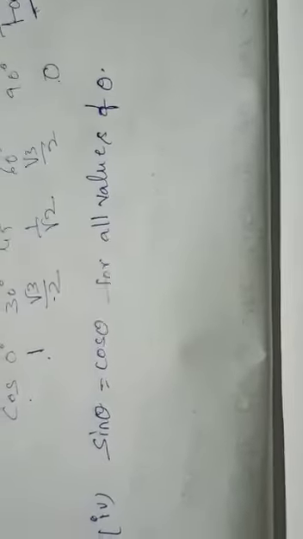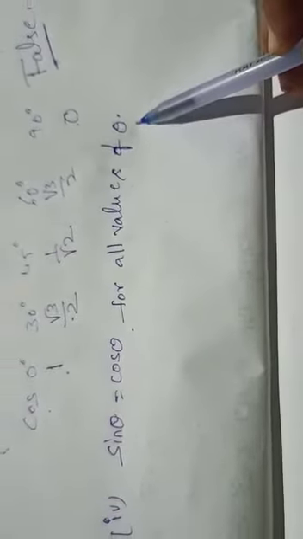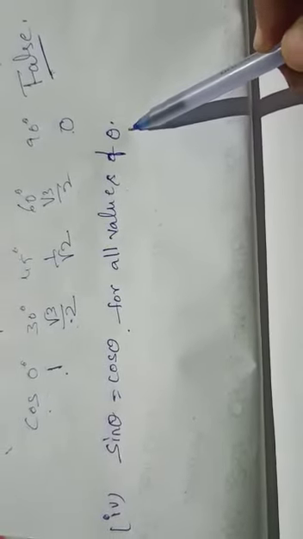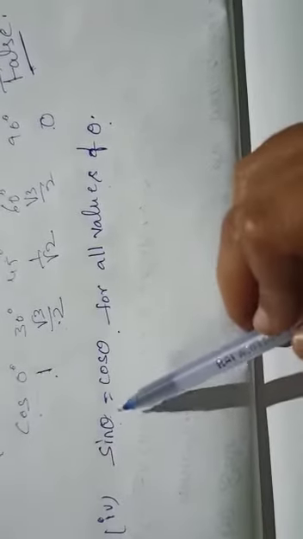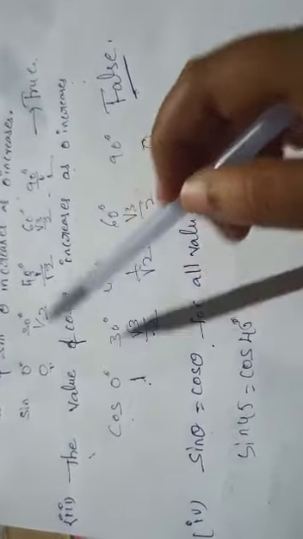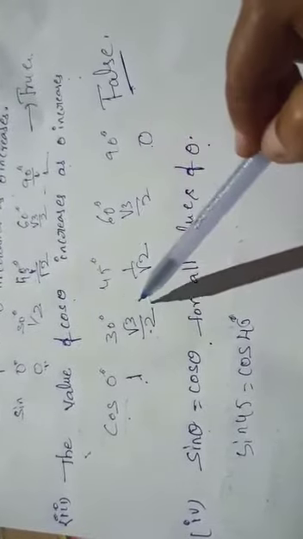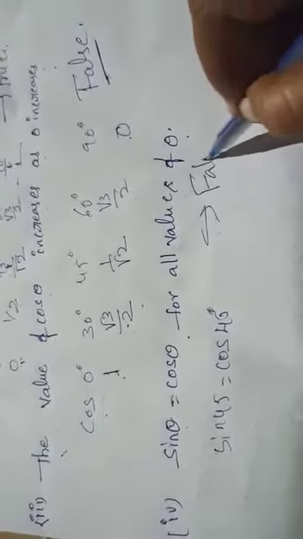Next example. Sin theta equal to cos theta for all values of theta. Is it true? No. Only for theta equal to 45 degrees. Sin theta equal to cos theta. Okay. Sin 45 degrees equal to cos 45 degrees. See, cos 0 degrees value is 1, sin 0 is 0. Okay. Sin 30 degrees is 1/2, cos 30 degrees is root 3 by 2. So this is a false statement.